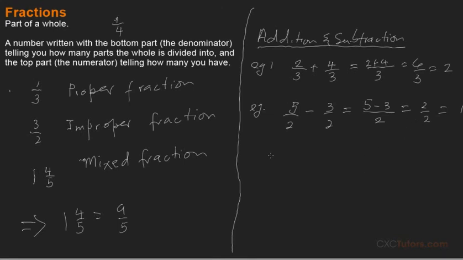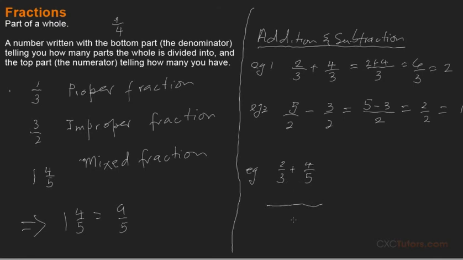But what if the denominators are different? What would we do? Now, the rule is basically this. We must find an LCM for the denominators of the different fractions. Example, suppose we have 2/3 plus 4/5. We realize in this case that the denominators are different, so we must find the LCM.